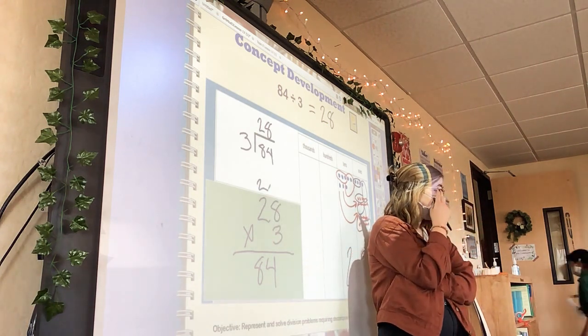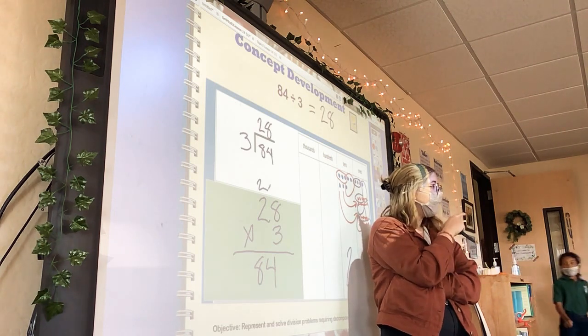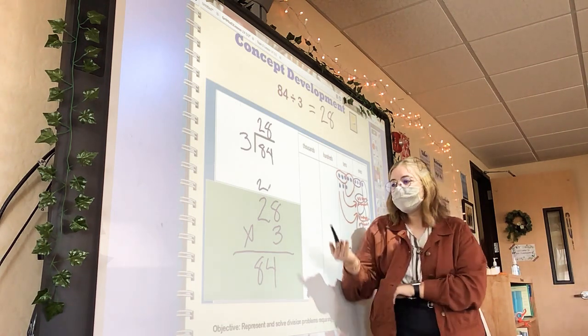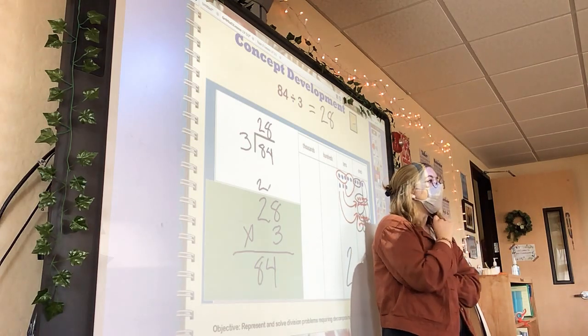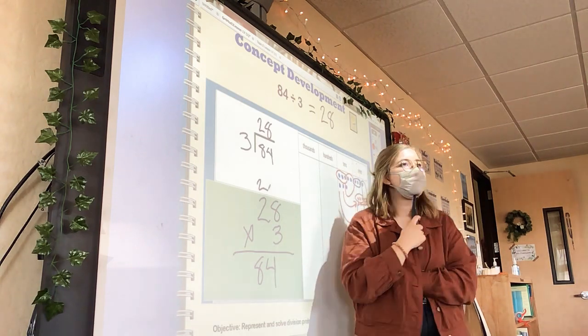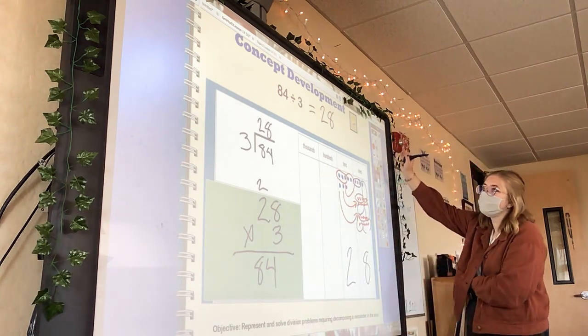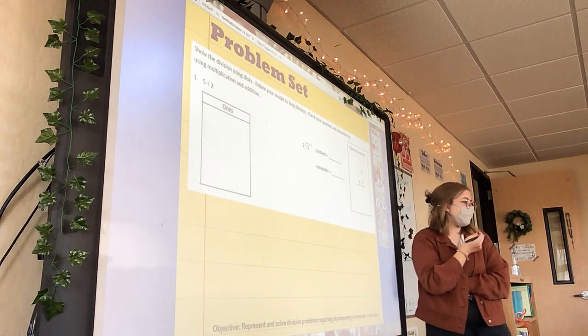Avery, what if there's a remainder? Good question. You won't have a remainder, well actually you will have a remainder. The remainder is added, okay? So you do the multiplication and then you add the remainder. Let me show you one over here. This one would have a remainder.